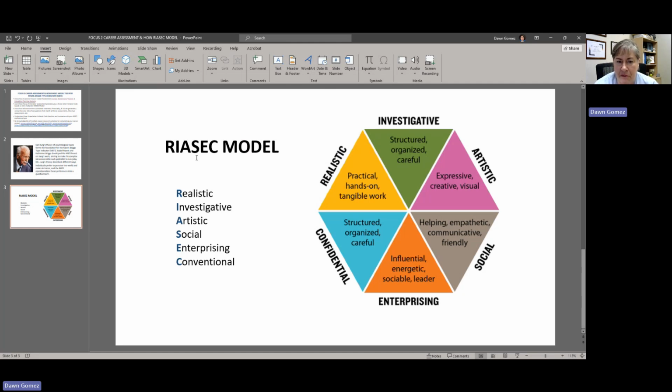on the interest assessment. So what you're looking at, this hexagon here, these 6 clusters, if you will, are called Holland codes, and they form the acronym RIASEC model. That's realistic, investigative, artistic, social, enterprising, and conventional. So let's start with realistic. And I want to mention actually that the hexagon that you're looking at, there are approximately 11,000 careers in the United States within these 6 clusters.